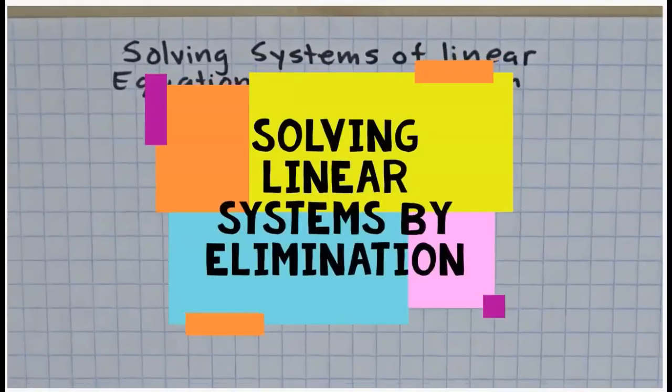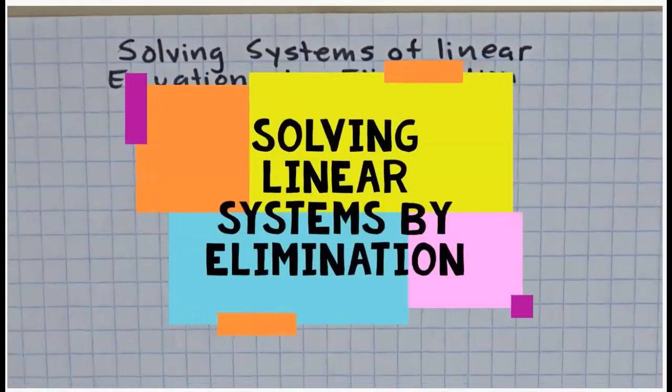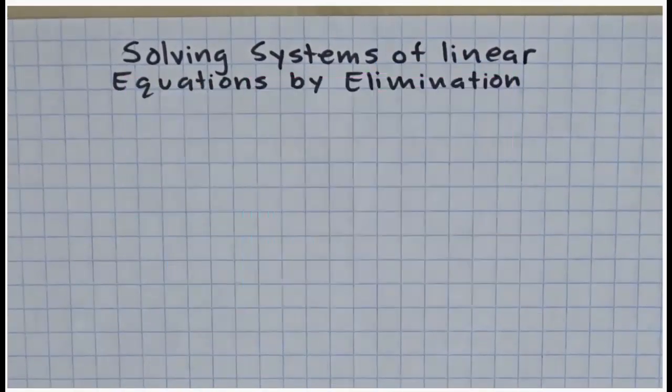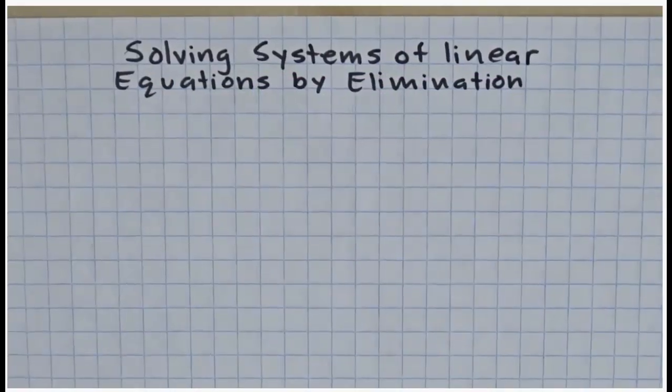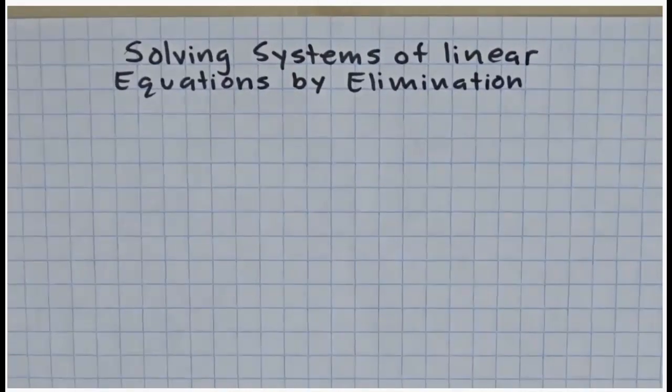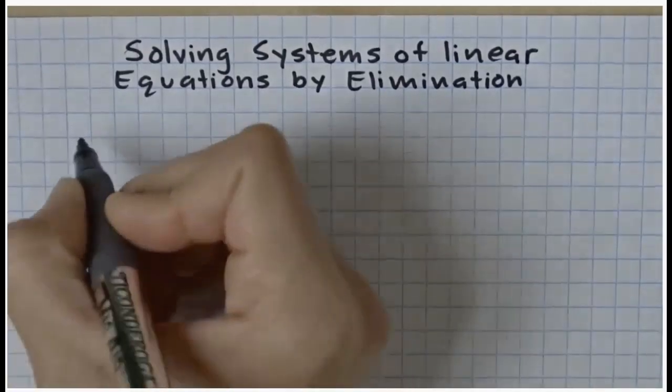Right, so today we're looking at solving systems of linear equations by elimination. This is another technique in finding the intersection point of two linear equations. The first one was substitution, where I called it a nickname and you plug it into the other equation. This time we're trying to eliminate one of the variable terms to find the other. So let me show you what that looks like.